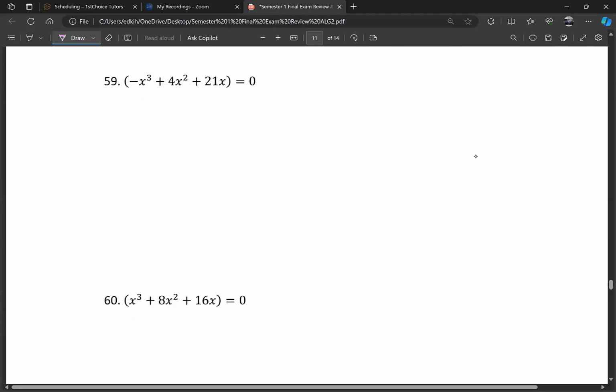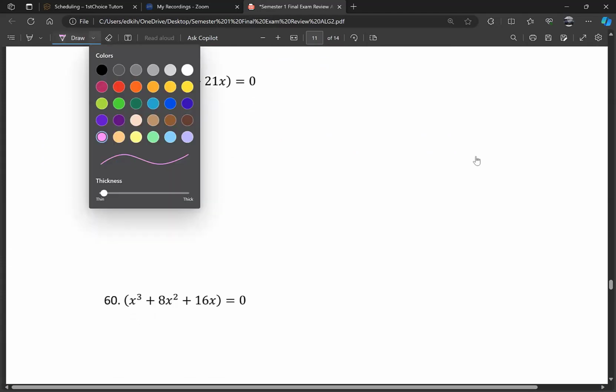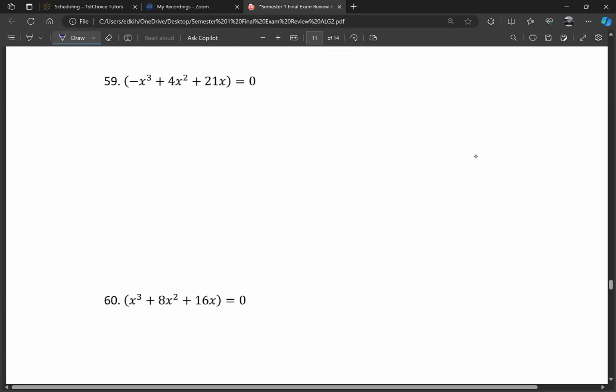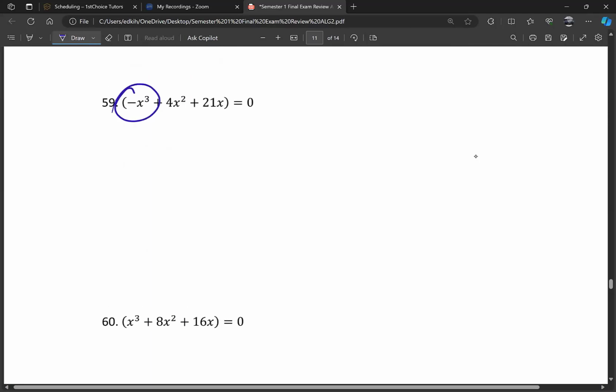Okay, on to the next one. We're going to keep working through these. Again, always take out the GCF first. Big rule: the leading coefficient should never be a negative number. So what you want to do here is take out a -1 to force this to be a positive. So this becomes x to the 3rd. And of course, that's going to affect all the other signs also, so change the signs for all of them.